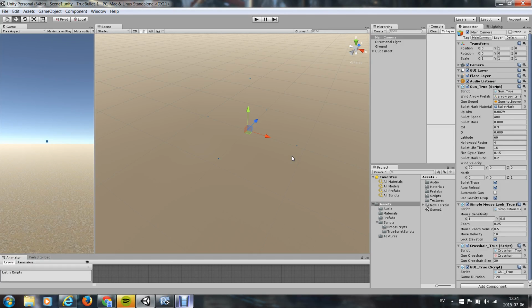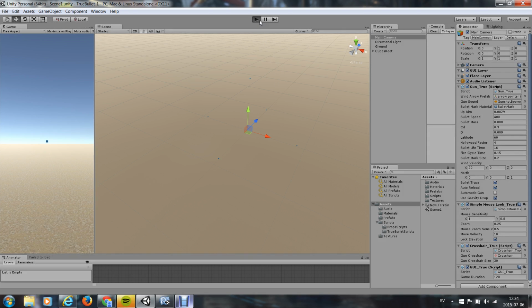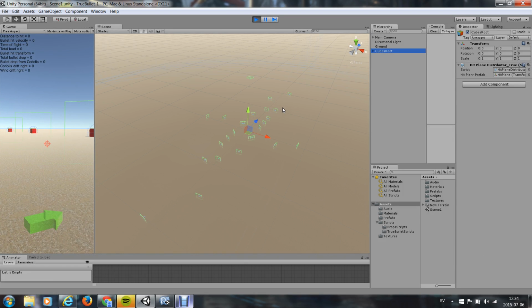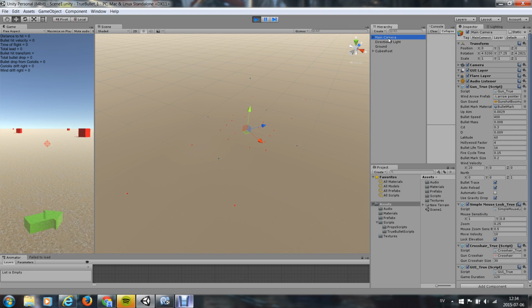Welcome to the True Bullet Shooting Simulator. It's an asset that will be available on the asset store soon, and I will show a little bit about what it does and what you can use it for. If you start this game, which is more or less a complete project, you will have a bunch of targets moving around in the scene. And in the middle, I have put a shooting or a gun script on the main camera.